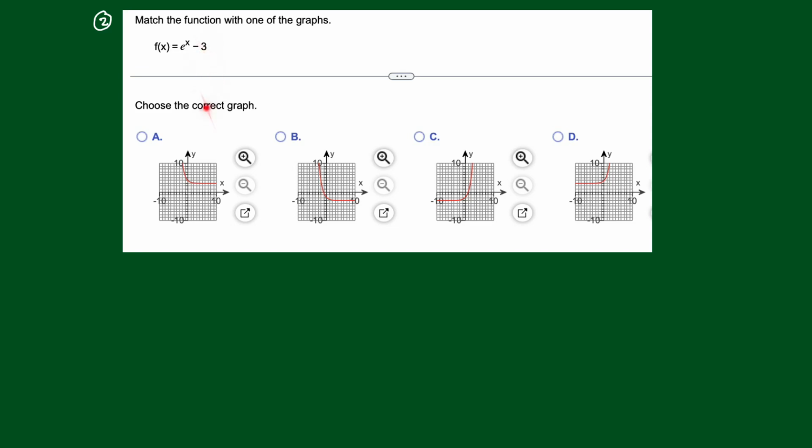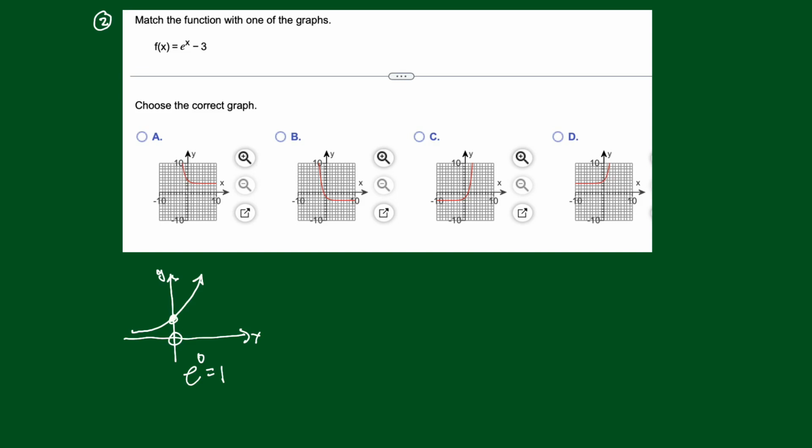We got a function here, f of x equals e to the x minus 3, and what we want to do is match this function with its correct graph. Now, here's what we do know. The graph of e to the x, just e to the x itself, no minus 3 or anything else, looks like this. There's y and x, and at 0, e to the 0 is equal to 1. So the graph of e to the x goes through 1.